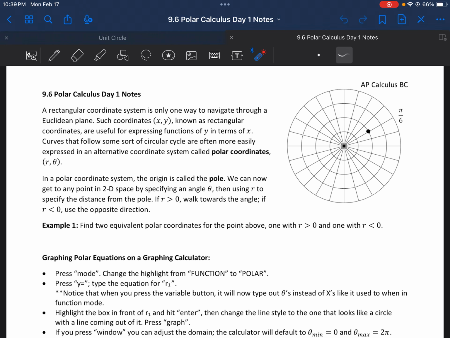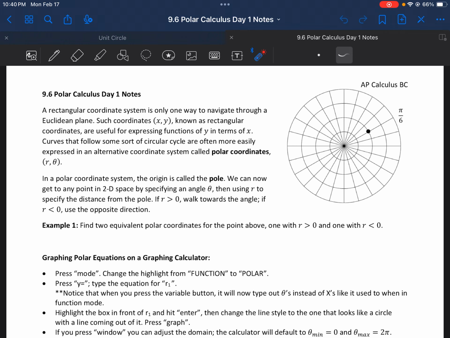All right, so a rectangular coordinate system is only one way to navigate through a Euclidean plane. Such coordinates x, y, known as rectangular coordinates, are useful for expressing functions of y in terms of x. At some point in pre-calculus, whether it was AP pre-cal or accelerated pre-calculus, some of y'all took a couple years ago, you should have had a part of the course where you learned how to represent polar points, okay?